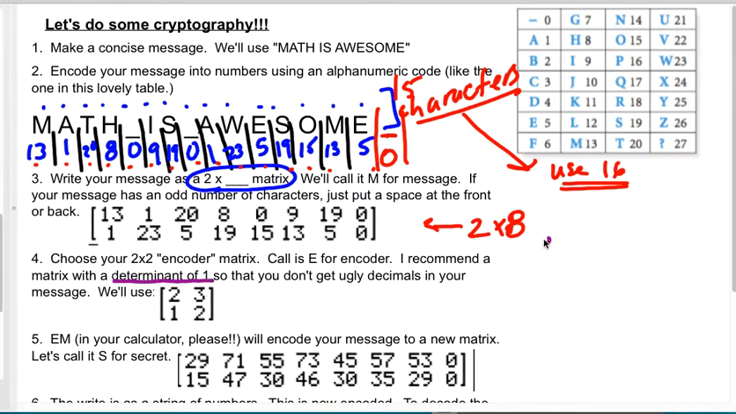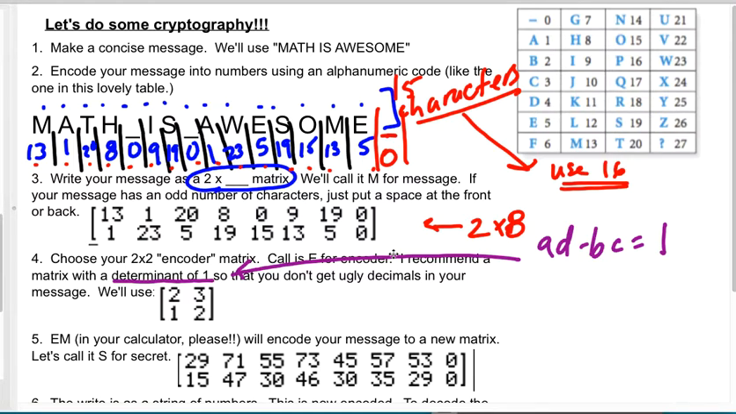So by determinant of 1, I mean that if you do AD minus BC, you get a 1. It makes it much, much easier. So when I say determinant of 1, that's what I'm saying. So notice that this is 4 minus a 3. Why is that easier? Because it means that I'm not going to get fractions and decimals in the message that I'm going to hand to my friend.